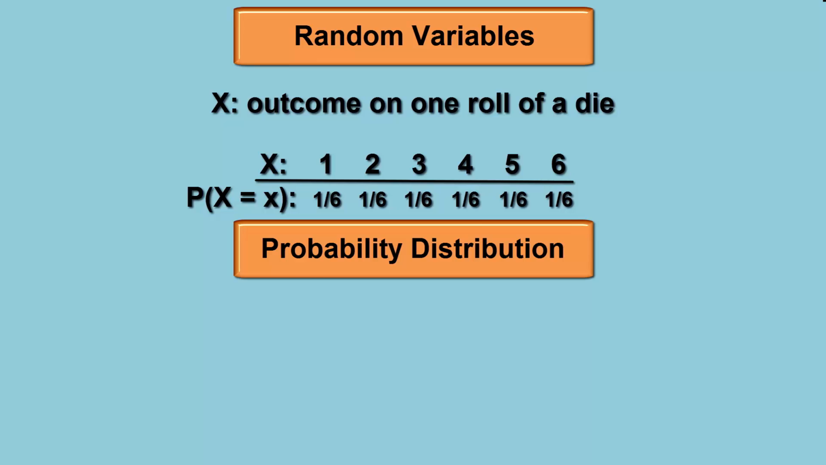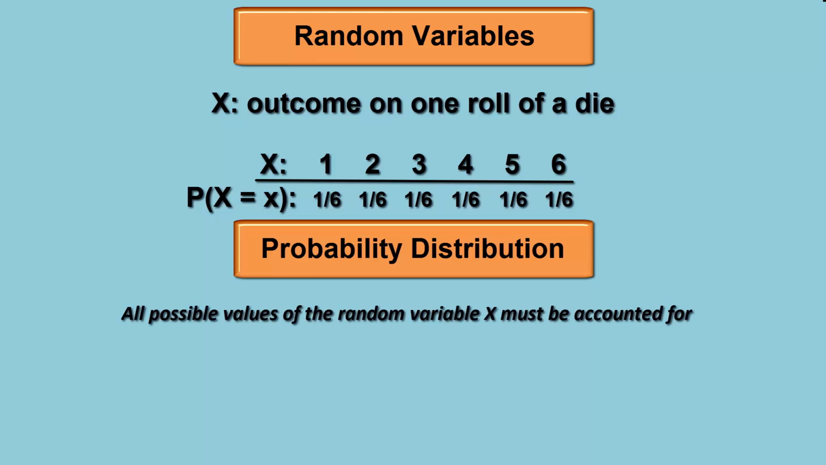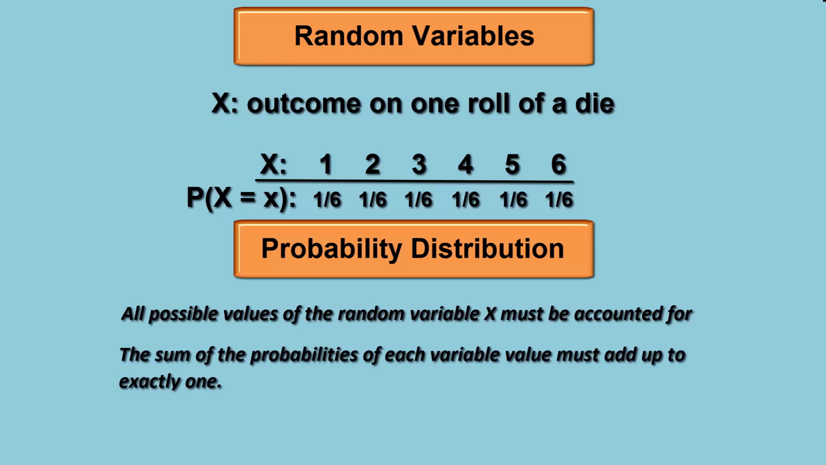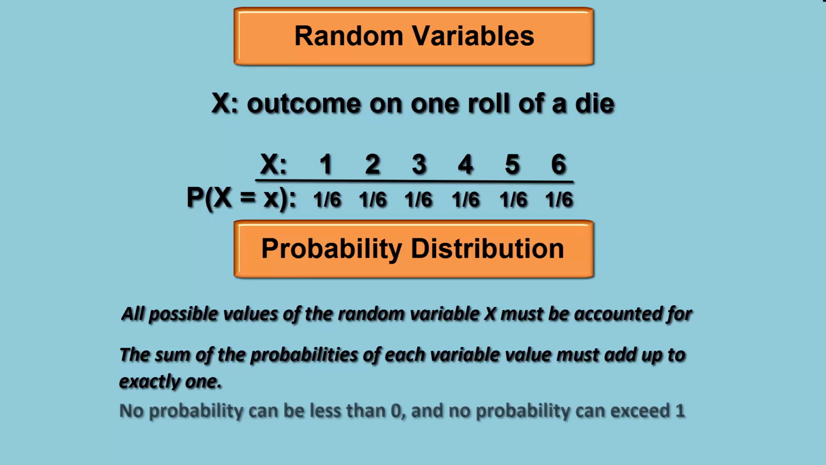In order to have a probability distribution, the following must be true. All possible values of the random variable X must be accounted for. The sum of the probabilities of each variable value must add up to exactly 1, and no probability can be less than 0, and no probability can exceed 1. In all cases, probabilities must be from 0 through 1. 0 is absolutely no chance of happening, and 1 is absolute certainty of an event happening.